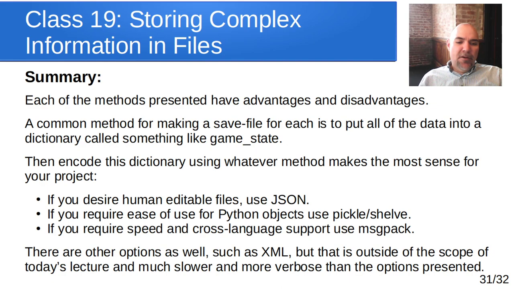But the problem with XML is it's much slower, a little bit more complicated to use, more verbose than the options that we presented here. And I actually like all three of the options I present here, but for different applications. So if I'm just writing a Python program and I want to quickly make a save file, I just use Pickle and Shelve. If I'm making something where I want that save file to be human readable, I'll use JSON. If I want something that I'm going to send over the network, I'll use MessagePack.